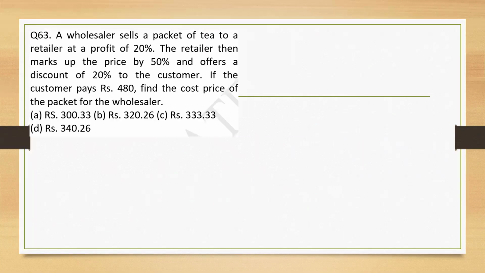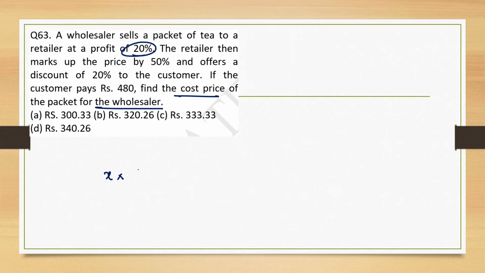A wholesaler sells a packet of tea to a retailer at a profit of 20%. The retailer then marks it up by 50% and offers a discount of 20% to a customer. If the customer pays 480, find the cost price of the packet for the wholesaler. Assume that the cost price is X.